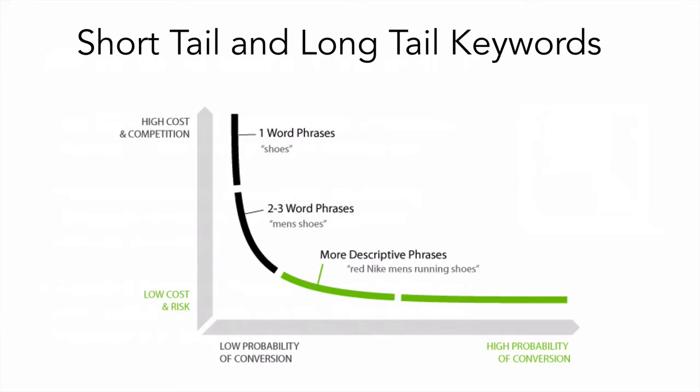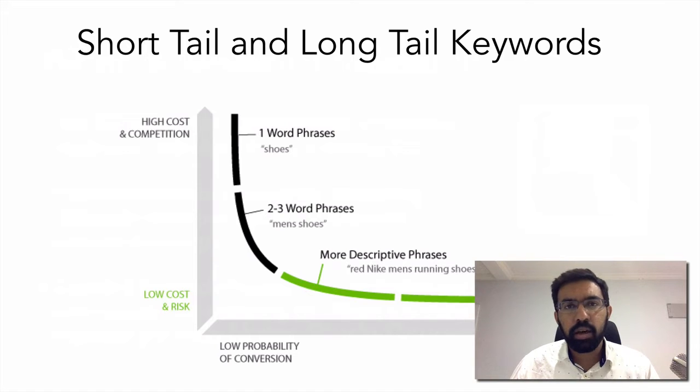Before we get into the different tools, I have to tell you about short tail and long tail keywords. This is one of the most important components in keyword research, and once you master the art of understanding how long tail keywords work, this will really help you in the long term, not just for search engine marketing, but also for search engine optimization.